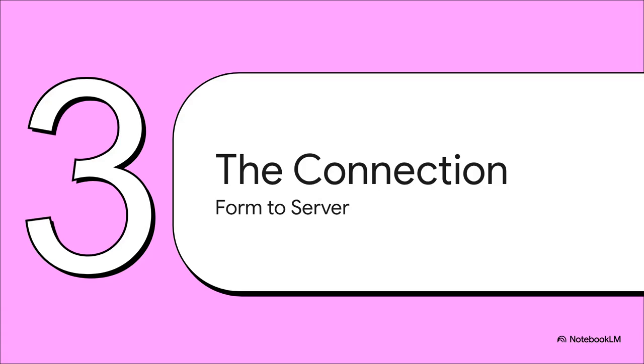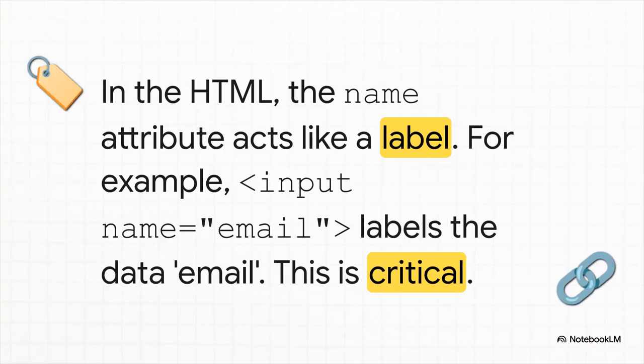Okay, now we're at the most critical part of this whole thing. This is the magic moment. How does the data from that simple HTML form actually find its way into our Go program? This is the connection. It all goes back to the HTML. Remember that attribute we pointed out? name="email"? This isn't just a label for us humans. It's literally a tag that the browser attaches to the user's data before sending it off. Think of it like putting a label on a package you're about to mail.